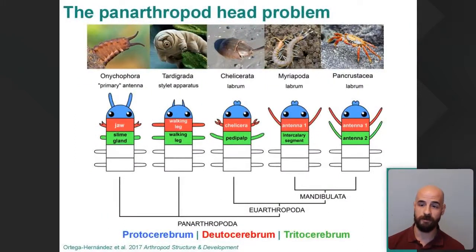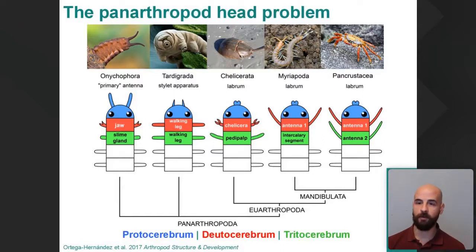The actual talk is going to be about the panarthropod head problem. The panarthropod head problem is the shorthand we use for talking about the complications involved in comparing between very phylogenetically distant groups of panarthropods. Of course, panarthropods are very disparate themselves, and this makes it quite hard to identify homologs between all of these different groups.